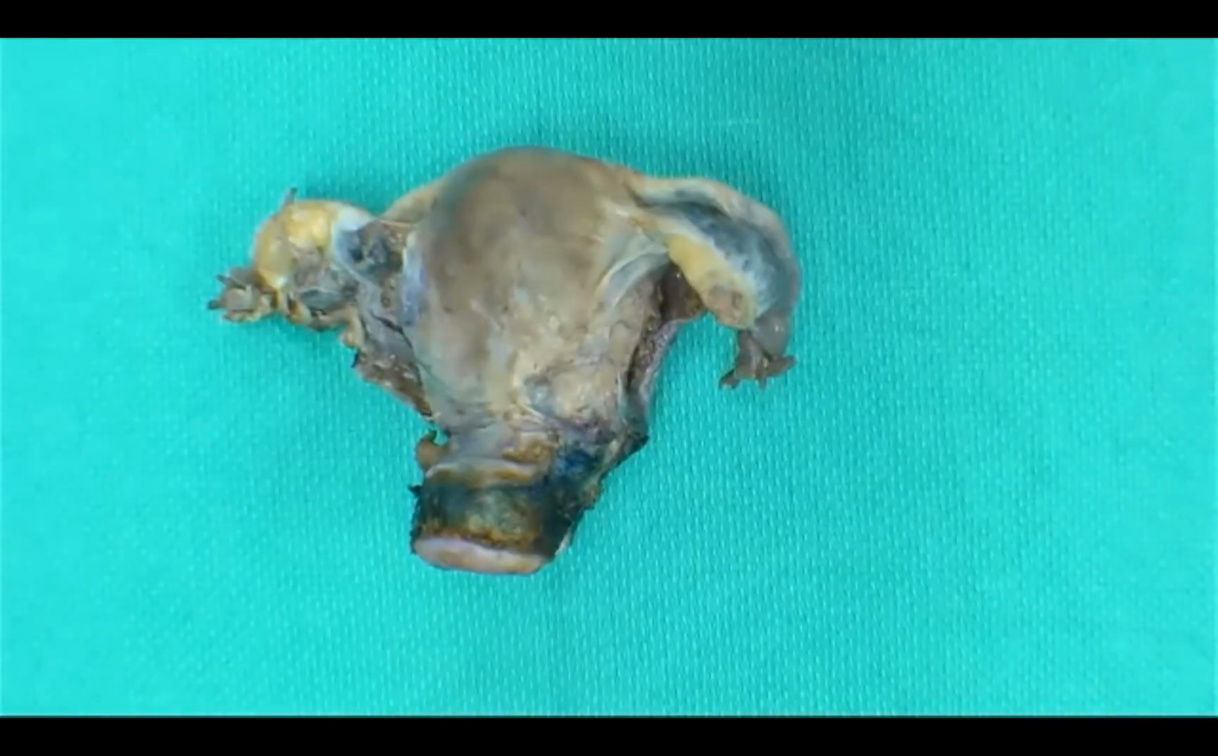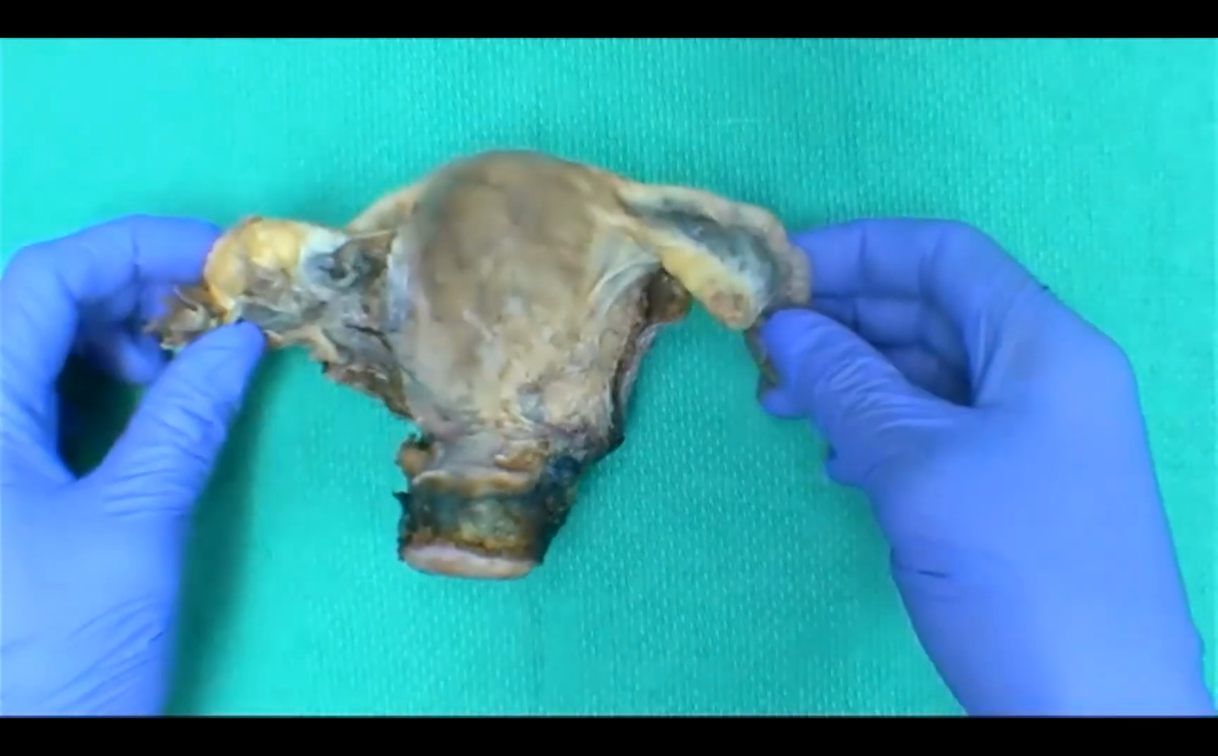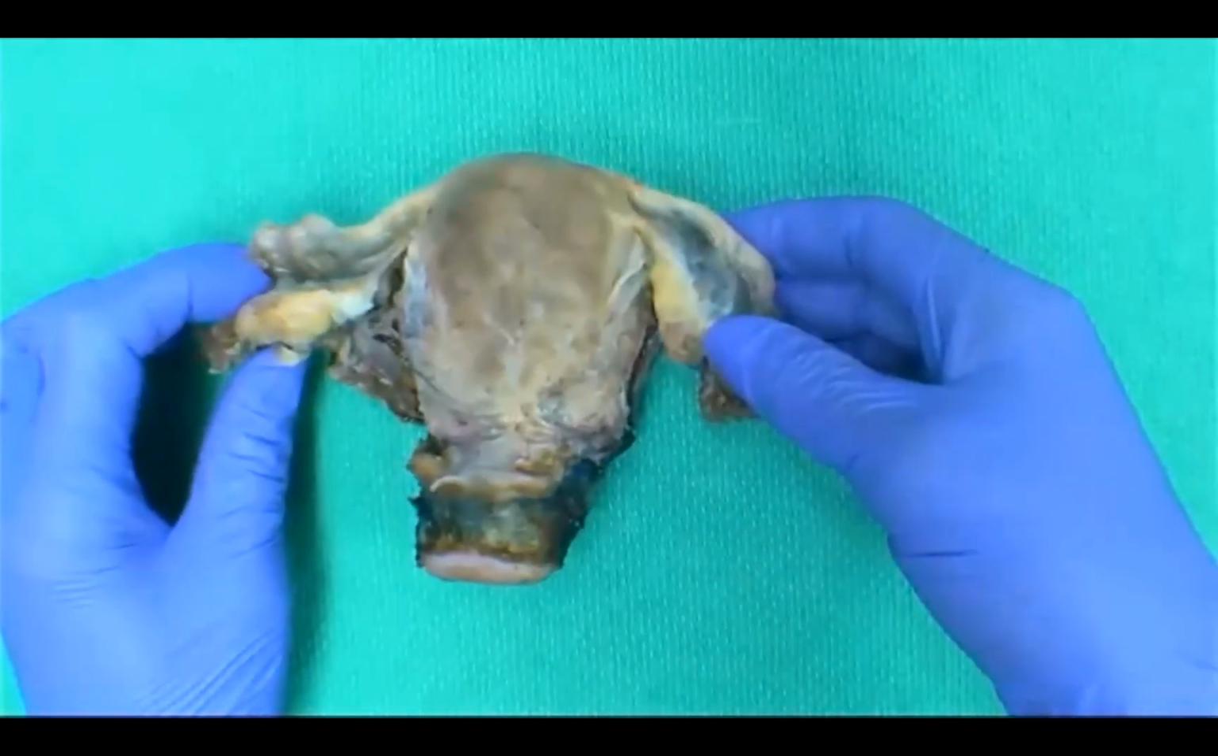So without further ado, we'll show today's specimen. What is this specimen? Okay, great. It seems like most of you got the right answer. So what we have here is a simple hysterectomy with a bilateral salpingo-oophorectomy. But we'll go through the other answers and explain why they do not apply to this specimen.